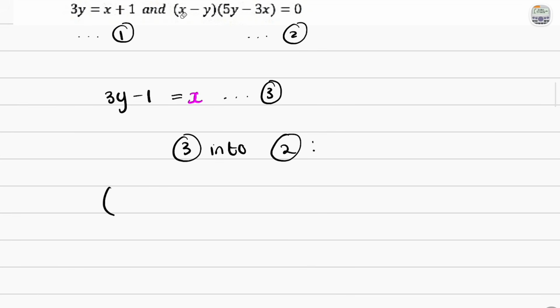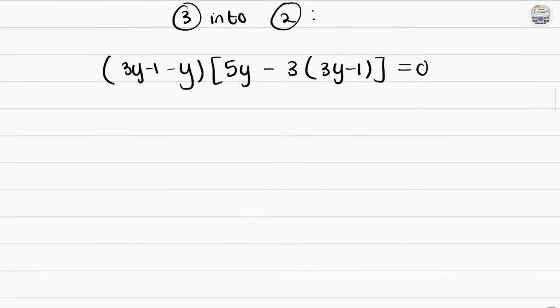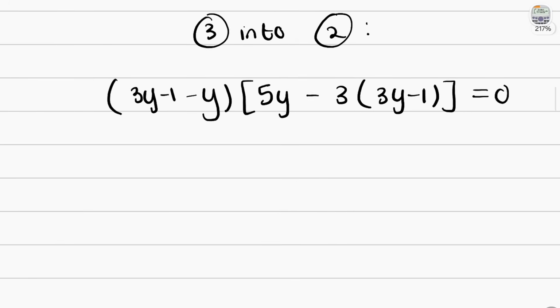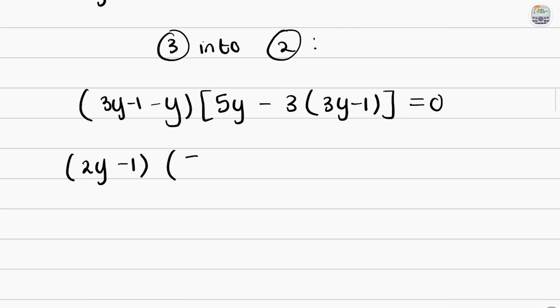Okay, so we start off here, we have x. So we're going to substitute 3y minus 1. And then you still have minus y, and then multiply by 5y minus 3, and there's x again. So in place of x, substitute 3y minus 1, is equal to 0. So this is what we have, and let's go ahead and simplify. So 3y and minus y gives us 2y. So this is just 2y minus 1, multiplied by 5y minus, and we can distribute in.